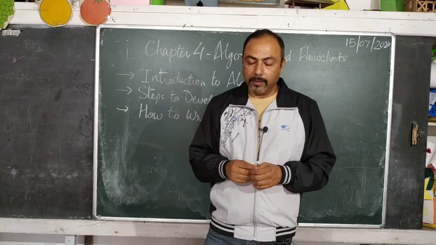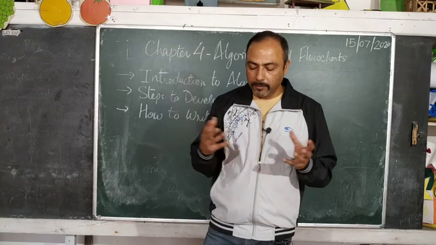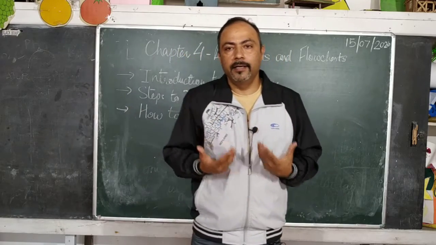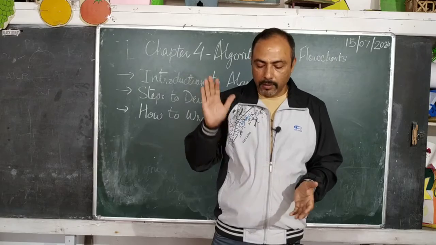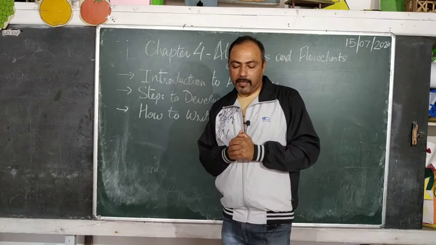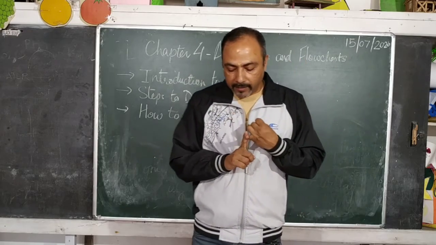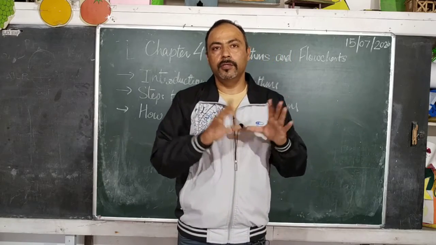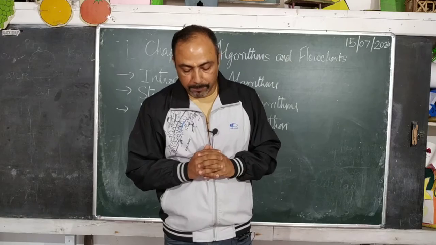The last one is the output. So the output, there should be the desired result. Whatever result we need to get, that needs to be there. So the characteristics of algorithms are input, definiteness, finiteness, uniqueness and output. So these are some of the characteristics of an algorithm.